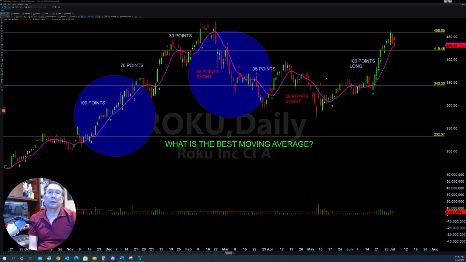In order to answer this question, I will tell you that the best moving average that most traders are using is the 50-day moving average. Here, this pink line is the 50-day moving average. Let's see how it works. I'm going to go through a bunch of charts here and show you how it looks.